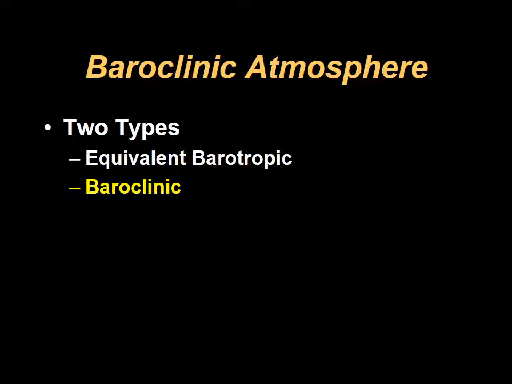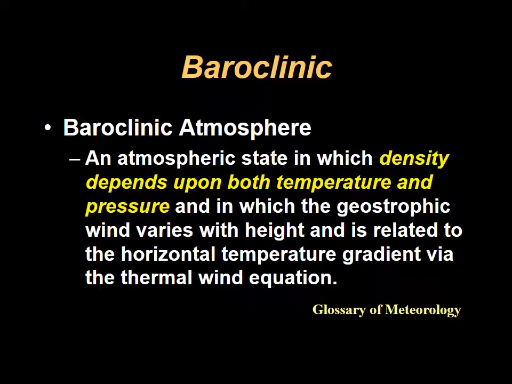Now we're going to look at baroclinic. What do we mean by baroclinic or purely baroclinic systems? A baroclinic atmosphere is one where density depends upon both temperature and pressure, and where the horizontal temperature gradient intersects lines of constant height, which means that we have thermal wind. If there's thermal wind, that means you have an increasing wind with height, and this can cause jet streaks, and it can cause, of course, the geostrophic wind to vary with height.